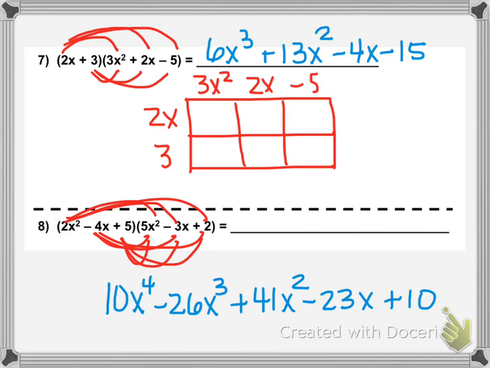So if you're curious, these are the solutions. Remember, you're going to have more terms than these. This is after the like terms have been combined. But don't stress about 7 and 8. Make sure you can do binomial times binomial.